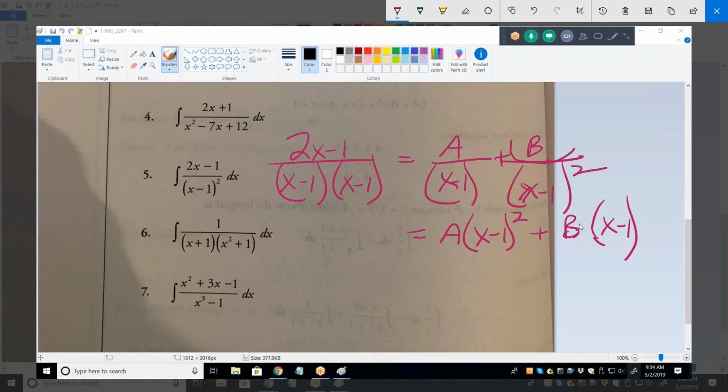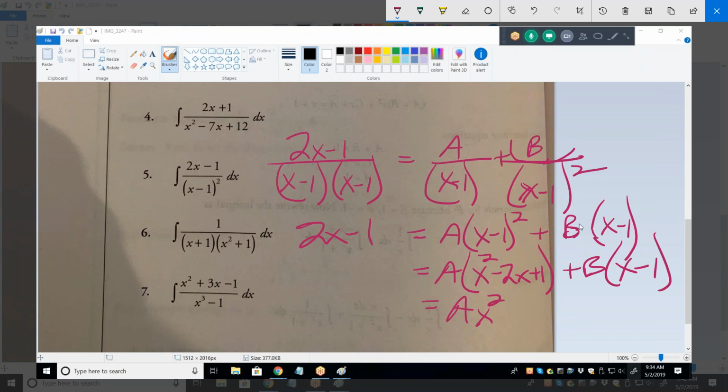We get this, and this all has to be equal to 2x minus 1. Right. So you expand that, you multiply it by a, distribute everything, and now you gather like terms and factor out that like term.